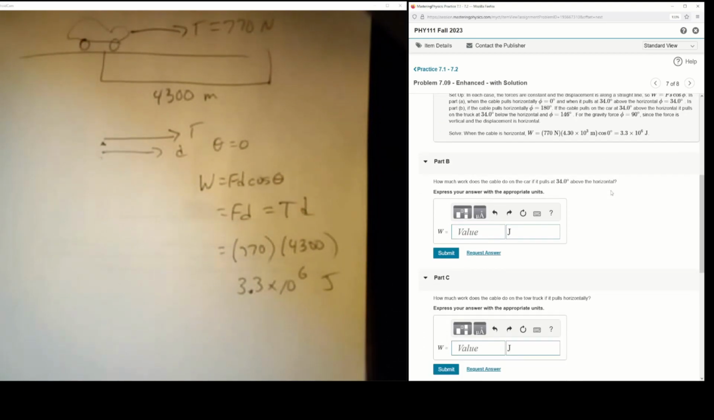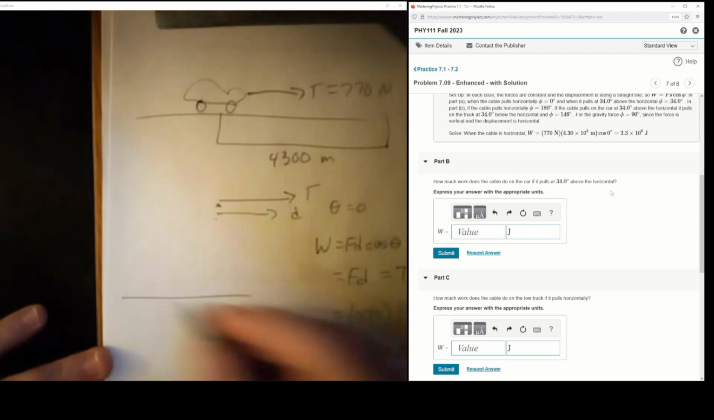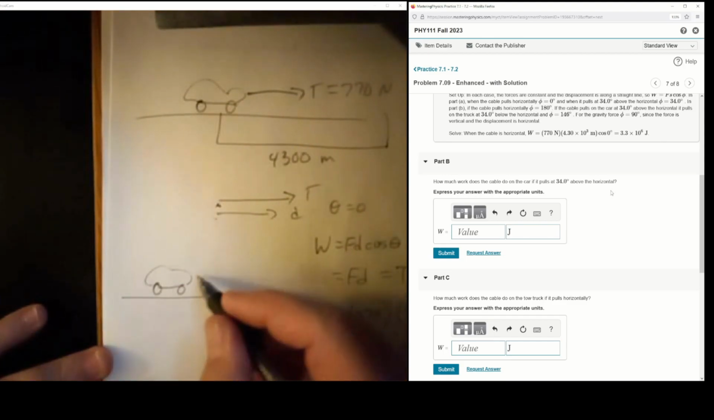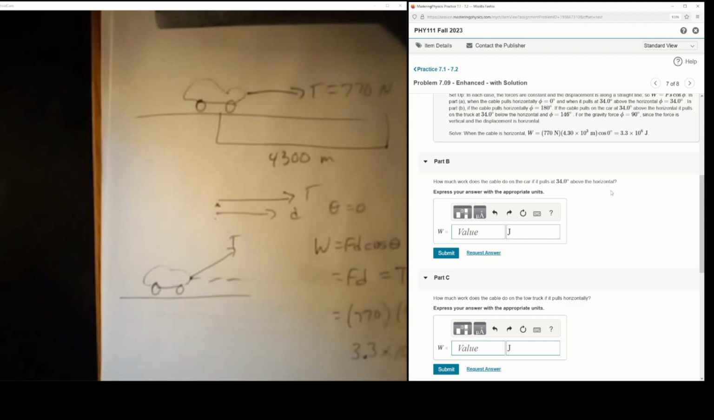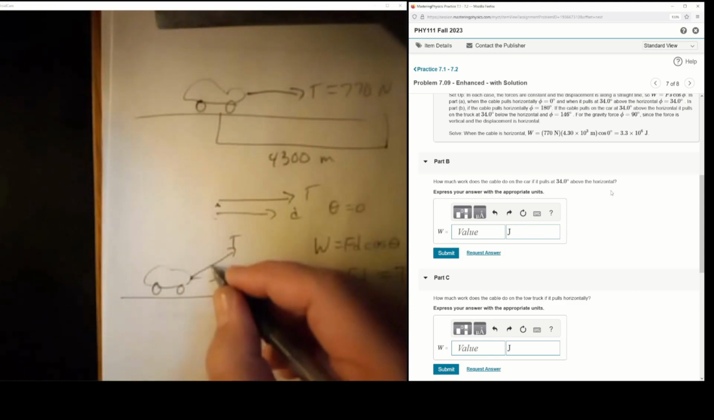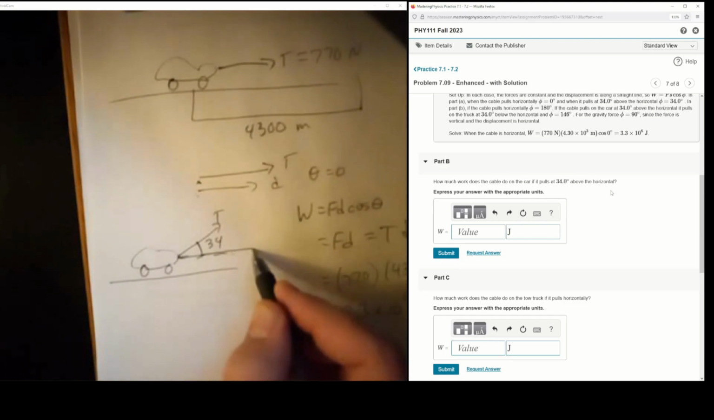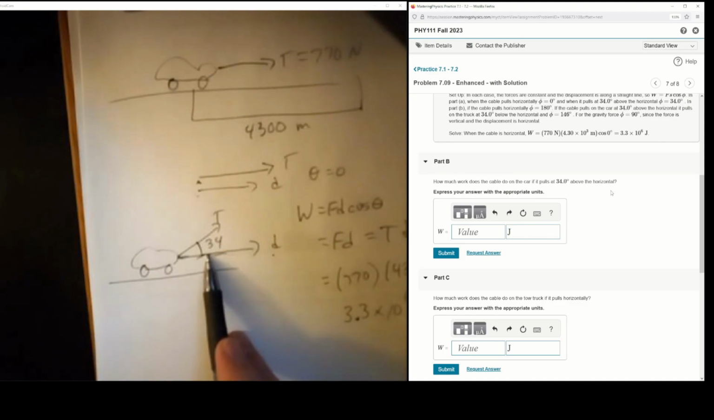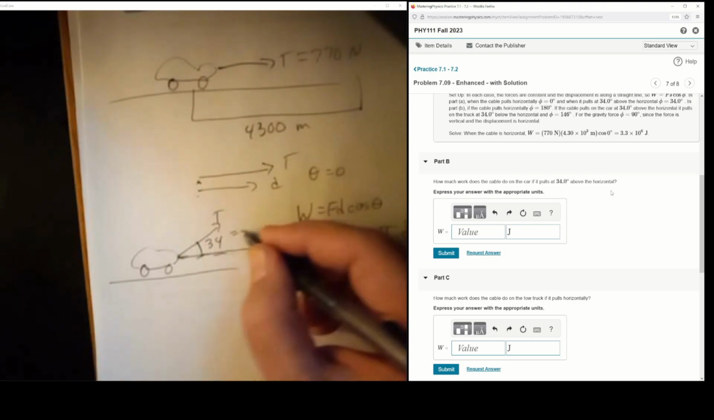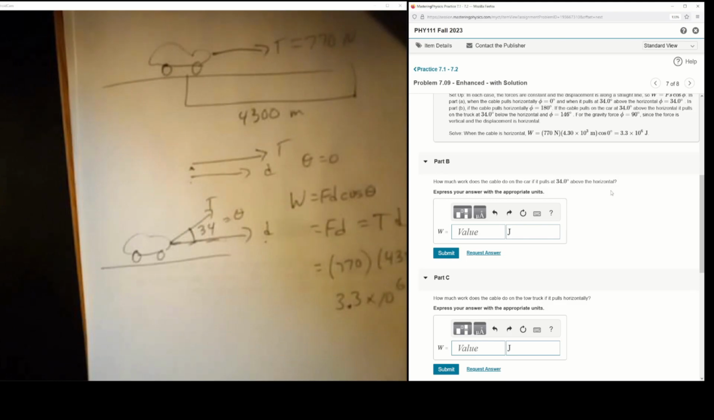Part B, how much work does the cable do on the car if it pulls at an angle? Okay, so let me just draw another quick picture for that, just so you can visualize it. So now it's being pulled at an angle. And they're telling us 34 degrees. This is the displacement. The displacement is to the right. The tension is now at 34 degrees. These vectors are connected tail to tail. So this is the theta in our work formula.